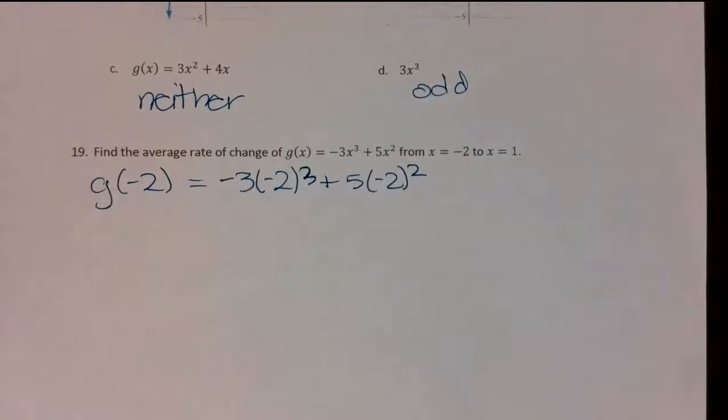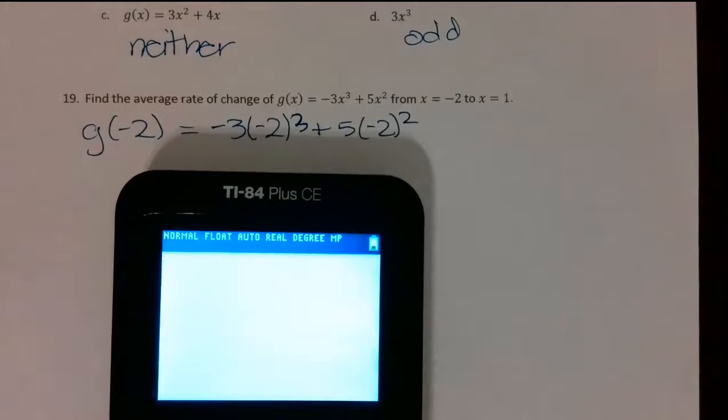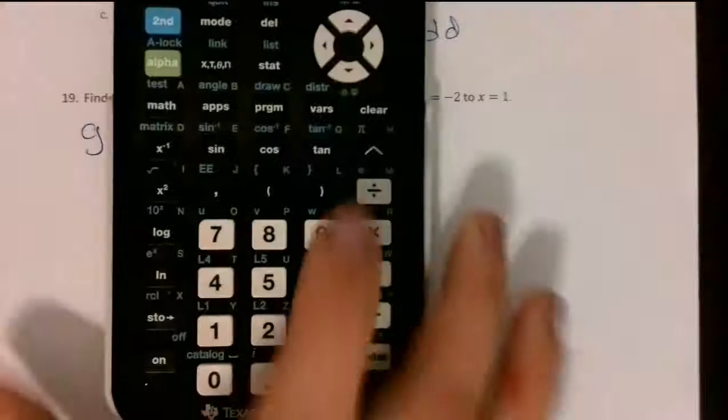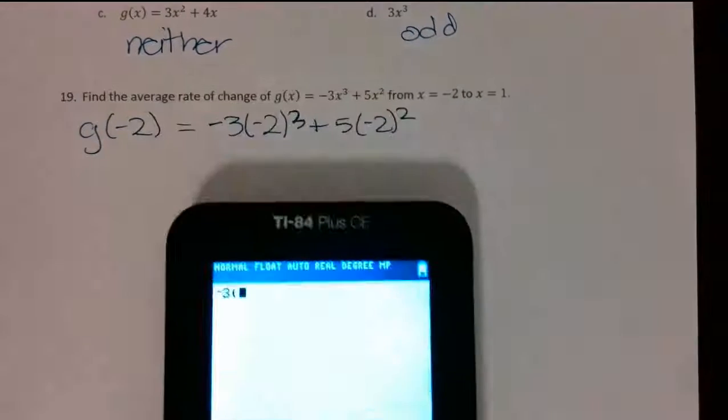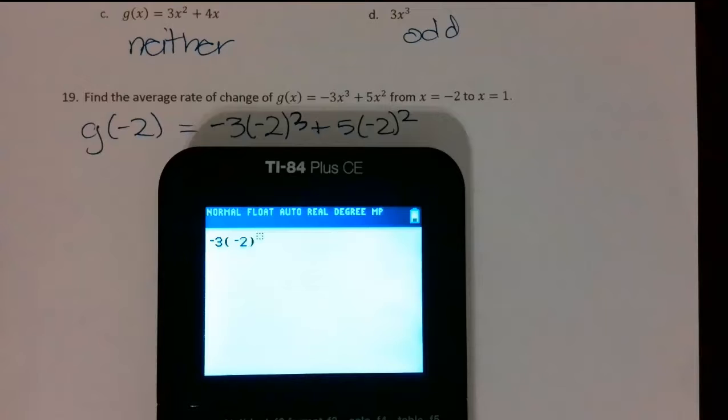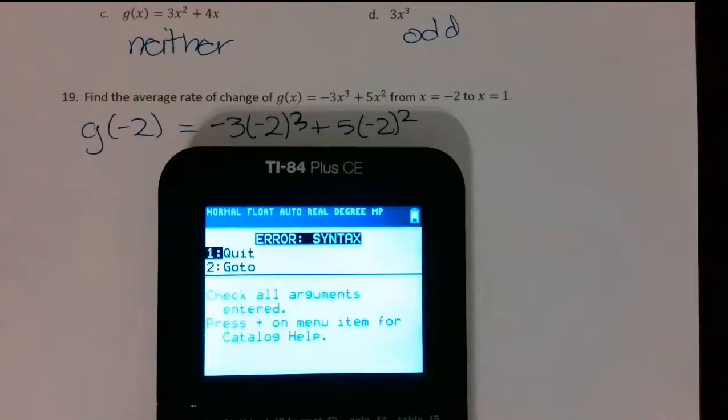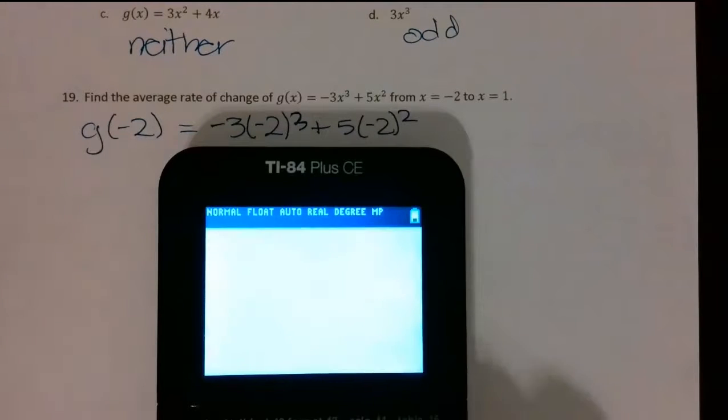Okay. If I want, I can type this exactly into my graphing calculator, and it will do the math for me. I just need to be careful with my signs. I want to make sure when I have a negative number, I'm using the negative key down here. So I have negative 3 times negative 2 cubed plus 5 times negative 2 squared. Oops, I forgot to delete the plus. Okay, and I press enter, it gives me 44.